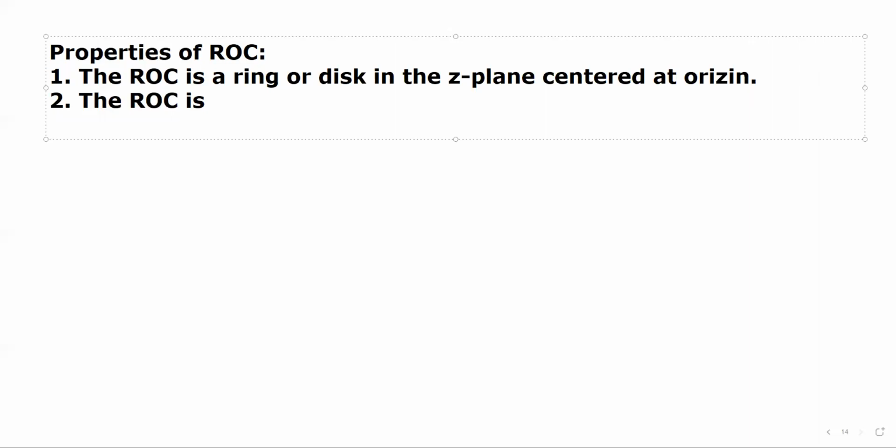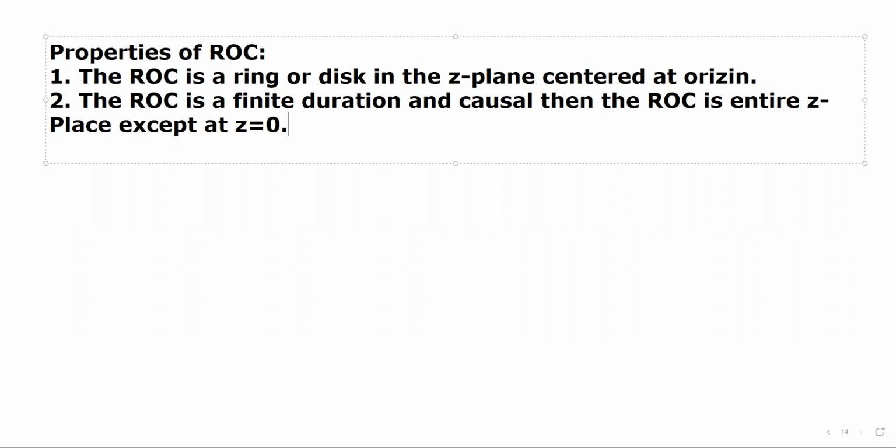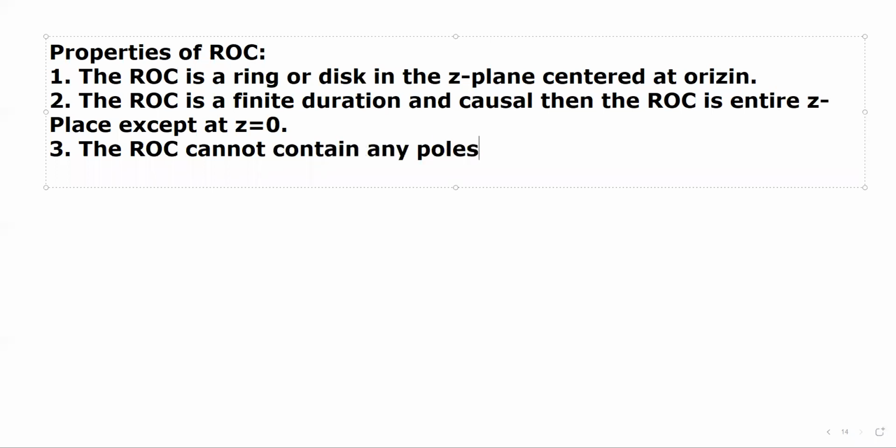If the sequence is of finite duration and causal, then the ROC is the entire z plane except at z is equals to 0. Next one, the ROC cannot contain any poles in the z transformation.